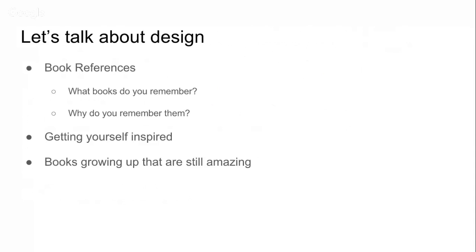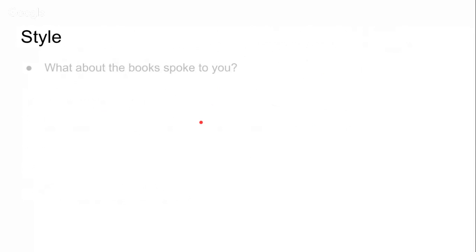And think about the books that, among other things, were amazing to you growing up, and why they're still relevant today and people show them to their kids. So getting into the style, what about those books? As I said, you look through the references, get a bunch of the books that you like, and ask what about them speaks to you?